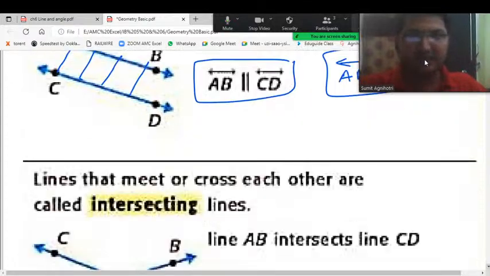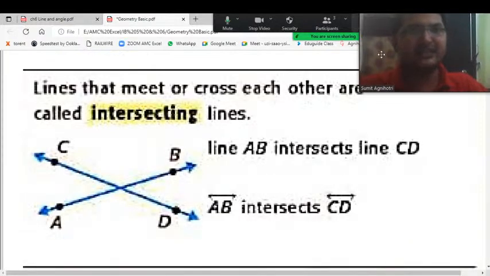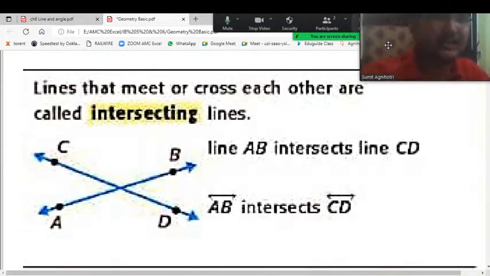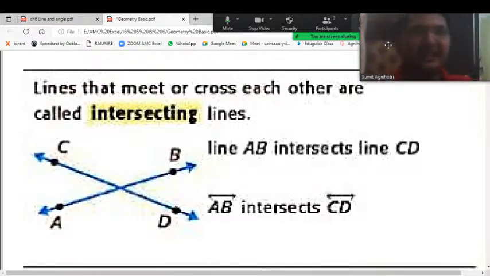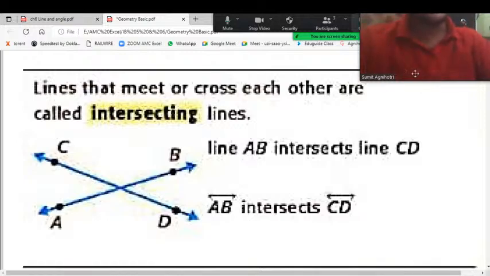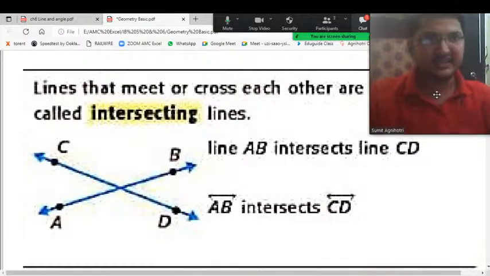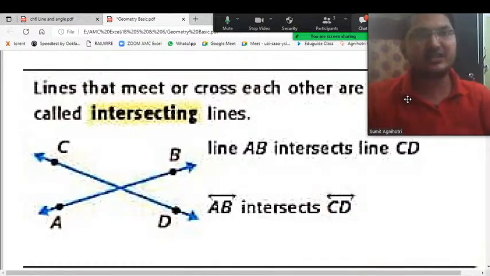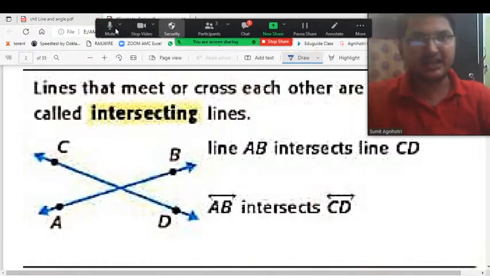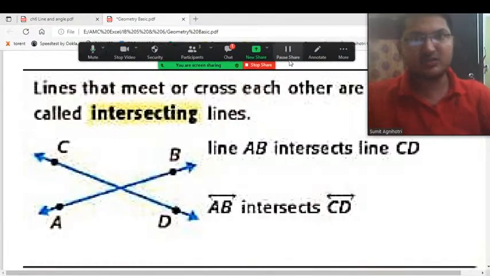Similarly, we may have crossing lines, that means intersecting lines. What are intersecting lines? Lines that intersect, that means lines that cross each other at a particular point. If you consider lines that cross each other at a point, you will call them intersecting lines. Remember that lines that cross each other are known as intersecting lines.